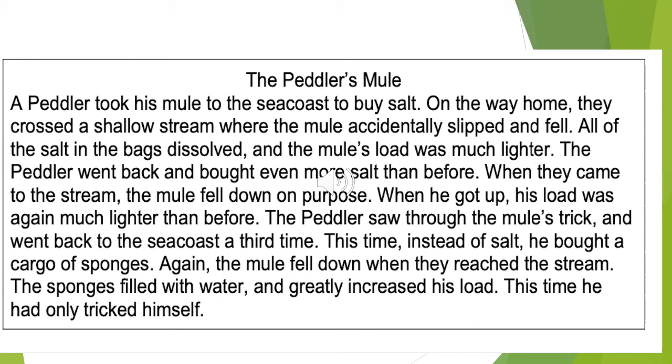text, the peddler's mule. A peddler took his mule to the seacoast to buy salt. On the way home, they crossed a shallow stream, where the mule accidentally slipped and fell. All of the salt in the bags dissolved, and the mule's load was much lighter. The peddler went back and bought even more salt than before. When they came to the stream, the mule fell down on purpose. When he got up, his load was again much lighter than before. The peddler saw through the mule's trick. He understood the mule's trick and went back to the seacoast a third time.